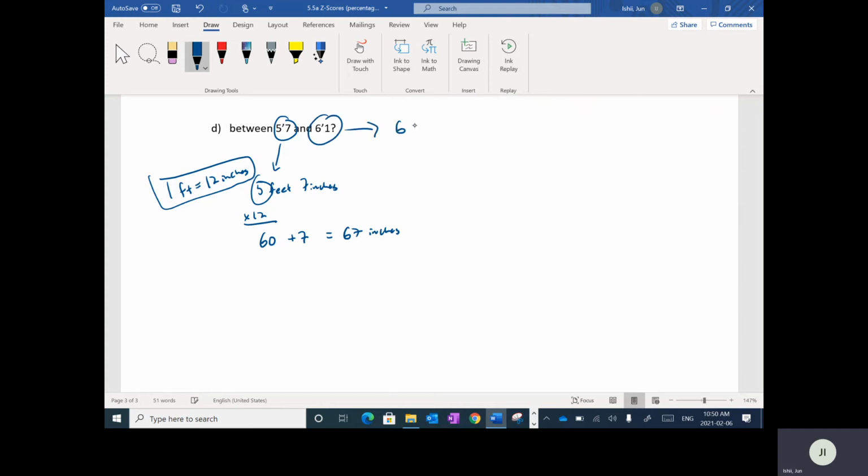So I'm just going to go 6 feet times 12, which is 72. And then to that, I'm going to add 1. So 73 inches. Okay, so this question here is asking what percentage of the population is between 67 and 73 inches. As a strategy, what we're going to do here is find the percentage that is shorter than 73. All right, so we're going to find this percentage here, and then do the same with 67.